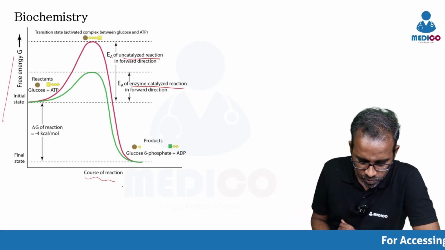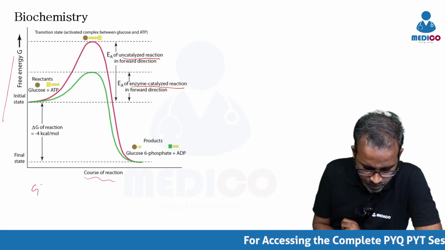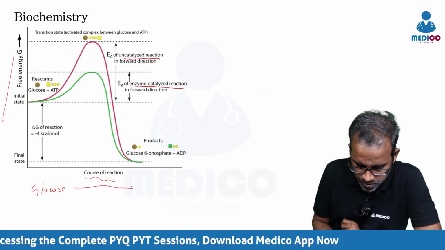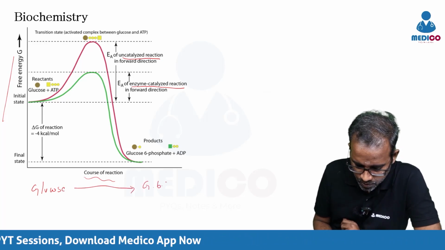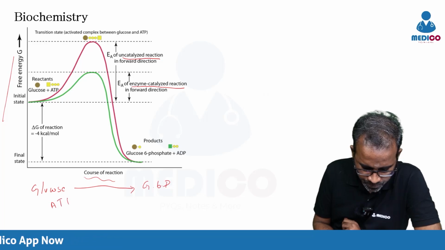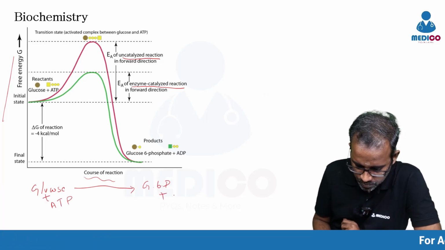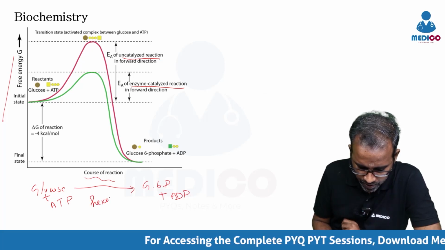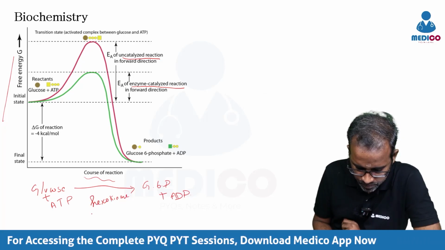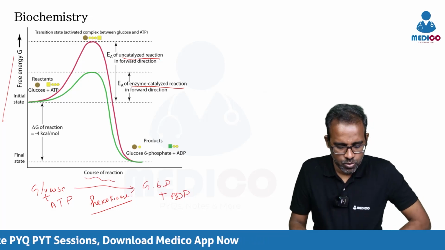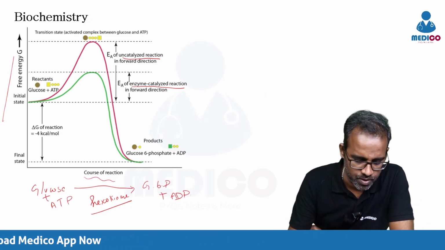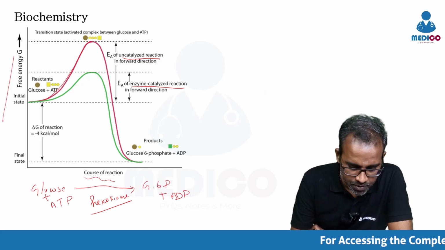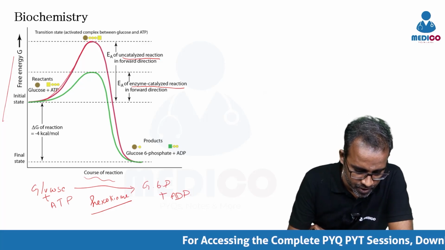So what is the reaction we are looking at? We are looking at one important enzyme of glycolysis. First step of glycolysis, glucose is converted to glucose 6-phosphate. During this process, ATP is utilized to form ADP. This is done by the enzyme called hexokinase. So what happens to this reaction in the absence of an enzyme? That is what you see in the red color. What happens to this reaction in the presence of the enzyme? That is what you see in the green color.